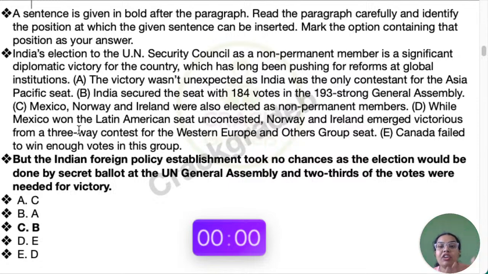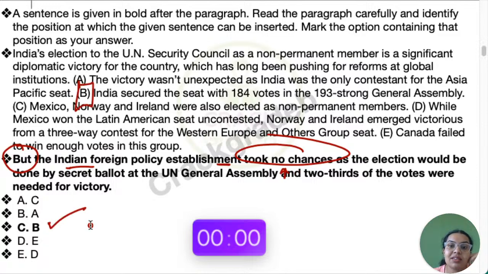India should have been confident. India should have been free of any tension. But India was still cautious. So Indian policy establishment took no chances. They were the only contestant, but still there is a contrast. They took no chances. They didn't take any risk. That's why it fits well at this position, and your answer is this.